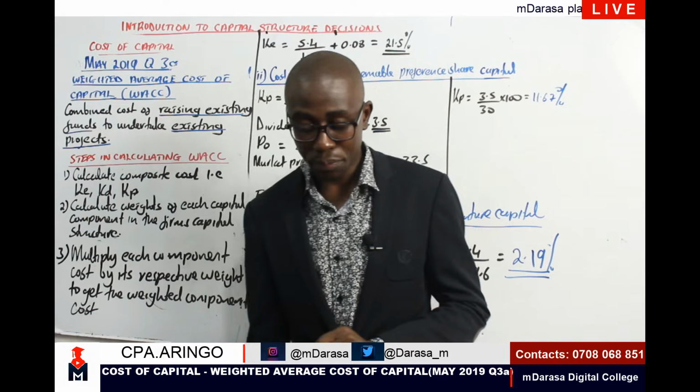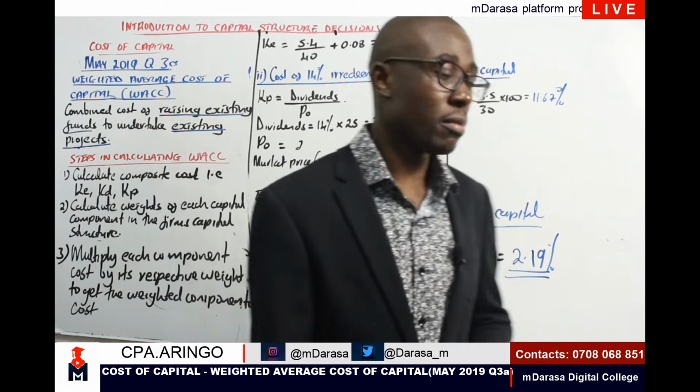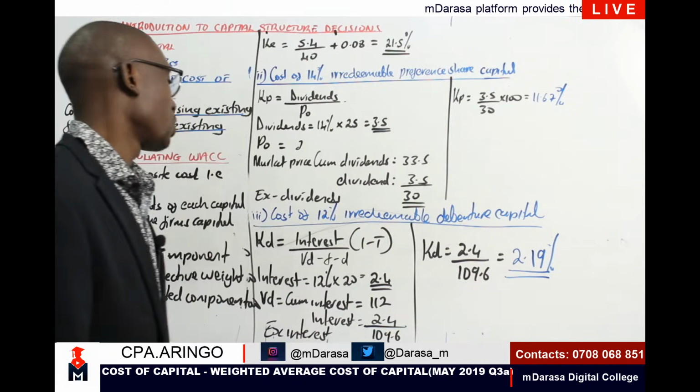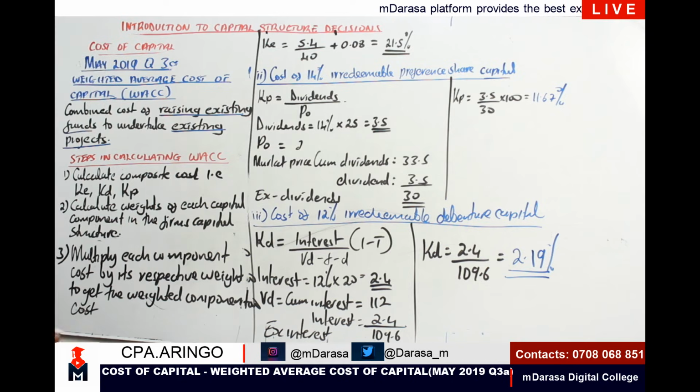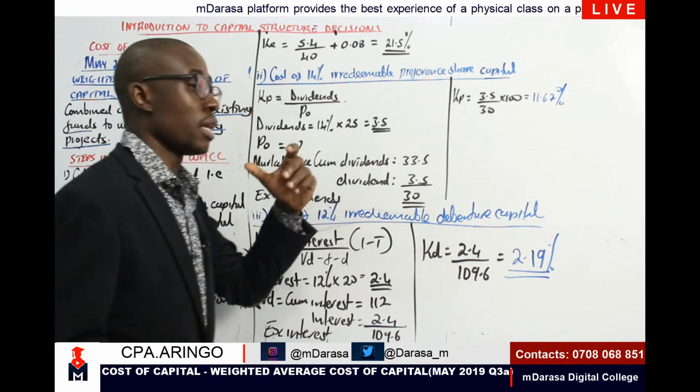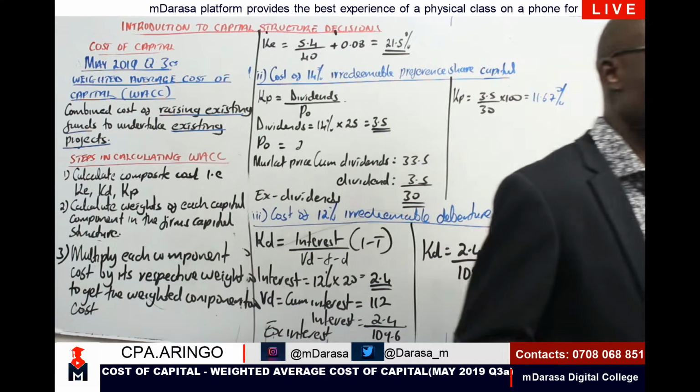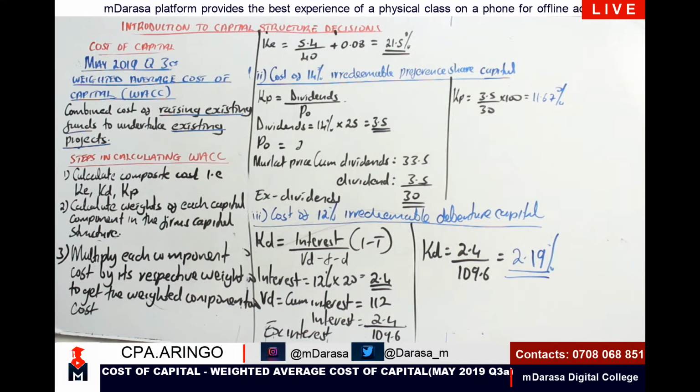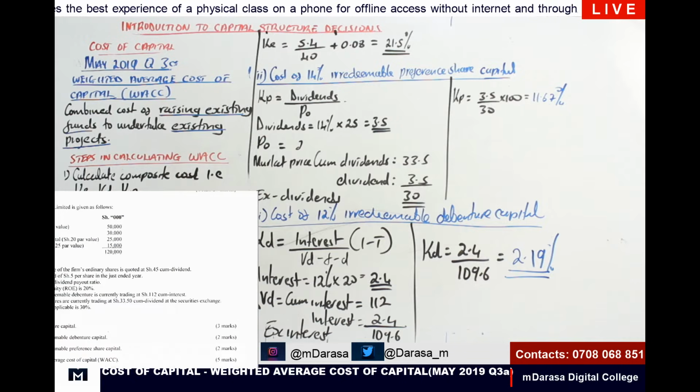So, to cement this concept clearly, my good students, I want us to handle the question that we were looking at earlier on. That was May 2019 question number 3A. And remember the last part, you were asked to compute the weighted average cost of capital. That is what Mwalimu will want to handle in this session today.